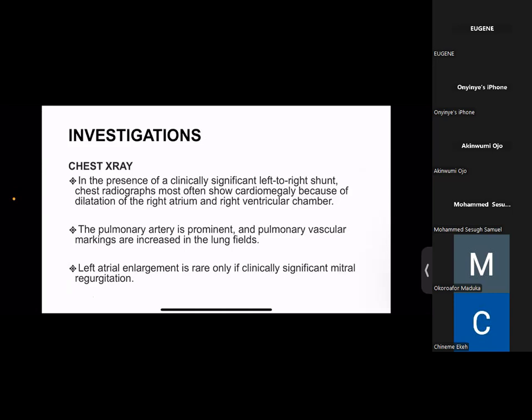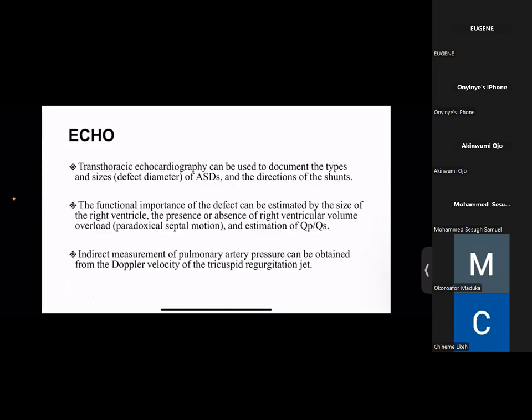Investigations: chest X-ray can be done. The pulmonary artery is mostly prominent because of increased pulmonary flow. There is left atrial enlargement. In echo, transthoracic echo can be used to document the types and sizes of ASD. The functional importance of a defect can be estimated by the size of the right ventricle.